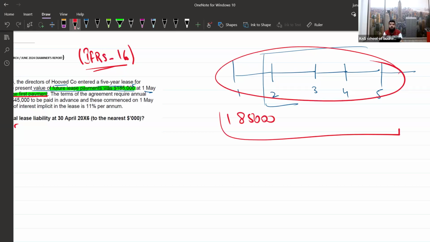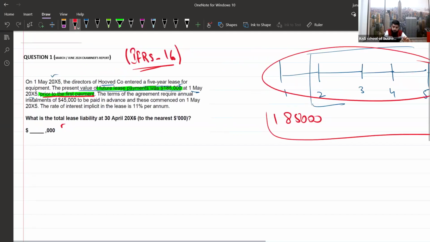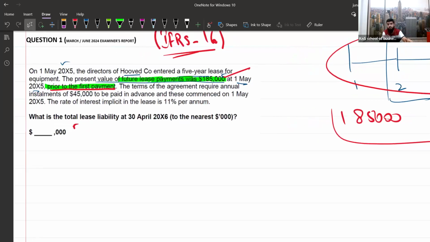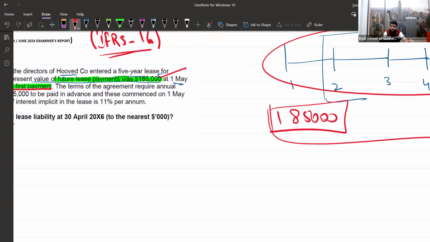Yes, please mark my words. Listen to me very carefully. If we read out the first part of the statement, that it is the present value of future lease payment, yes, I accept this. That this is the future lease payment, which means the first rental is not included. But once I read out the second part of this statement, that it is prior to the first payment, it means that in this 1,85,000, all the 5 rentals are included.